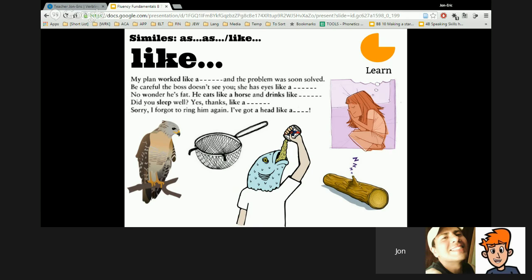It worked perfectly. Okay, Ahmed, take a look at number 2. Be careful. Read that one for us. Be careful, the boss doesn't see you. She has eyes like a... Which one of those things has really good vision? And then you'll figure out the simile.